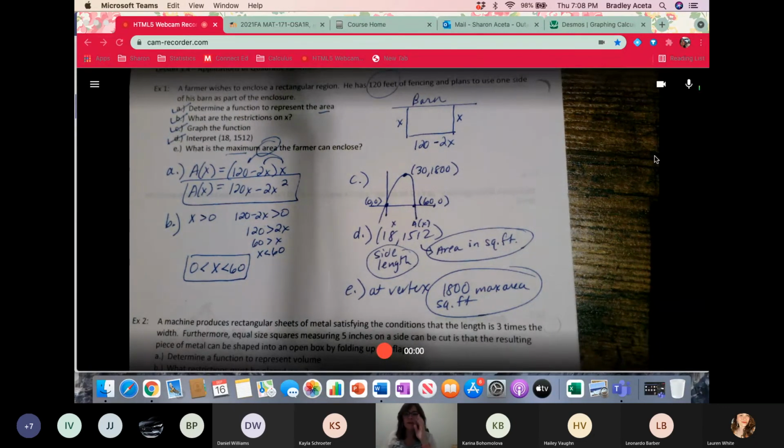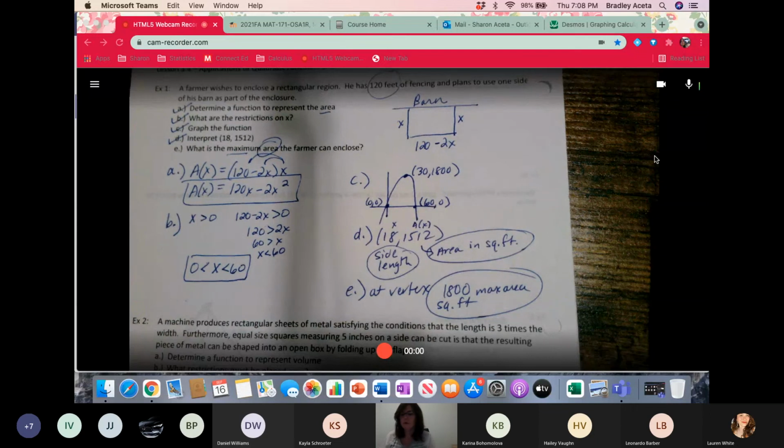Minus my Desmos blunder here. I'm very sorry about that, but I know there's a way to fix it, and hopefully I can fix it with the next one soon. But that's a very similar question that you'll see on homework tonight.